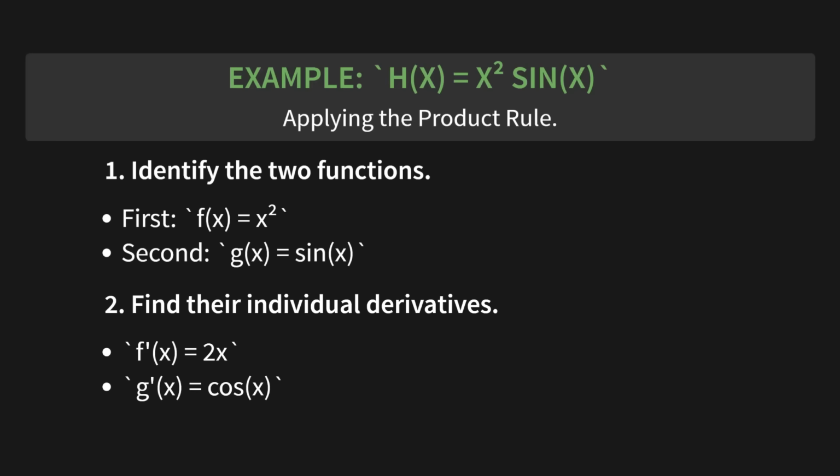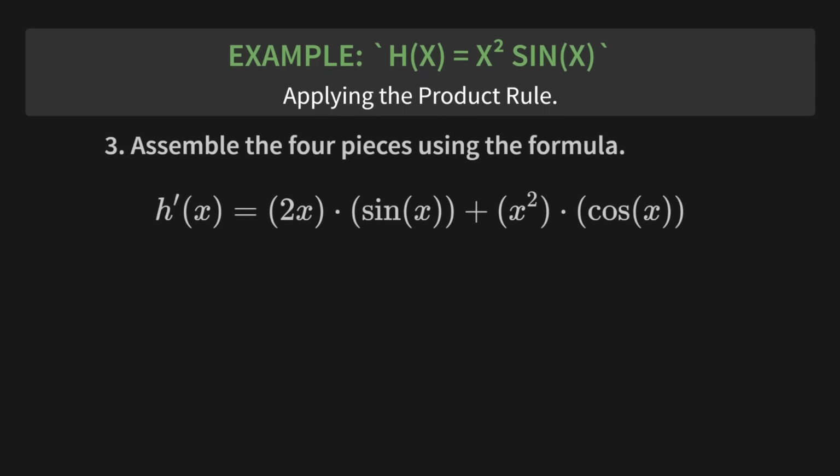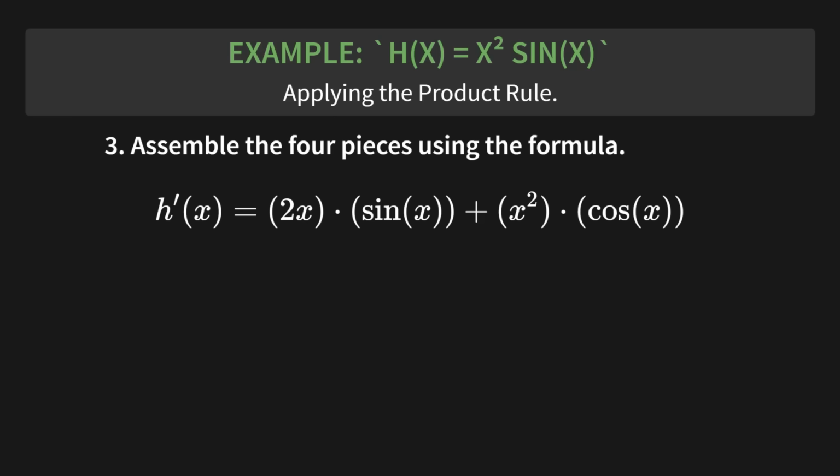Step 2. Find their individual derivatives. The derivative of x squared, that's f prime of x equals 2x. We know that one. And the derivative of sine of x? From our library, that's g prime of x equals cosine of x. Okay, we have our 4 pieces.